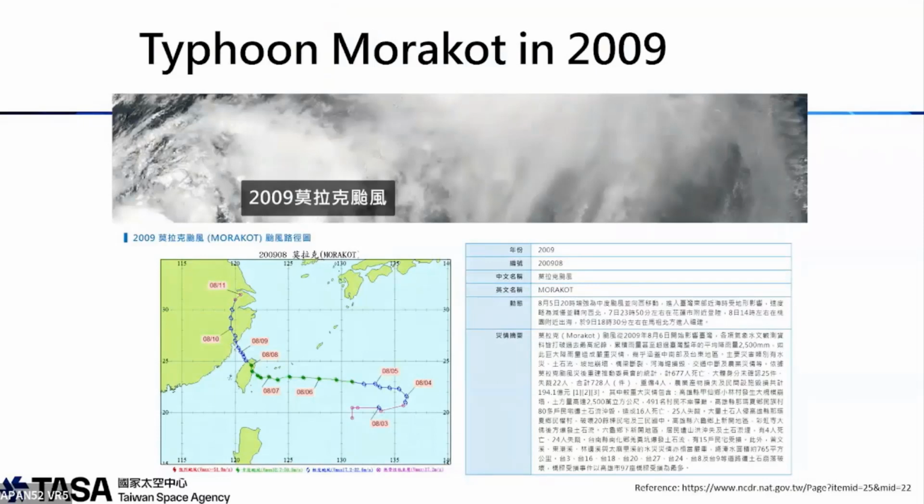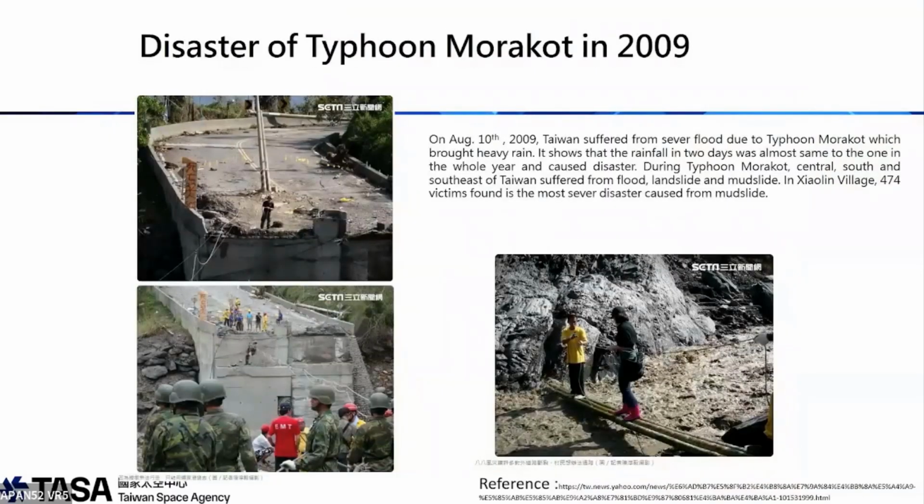In this practice, we will use an example about Typhoon Morakot. It hit Taiwan in 2009. Actually, it made a severe disaster and caused landslides, mudslides, and floods in the central, south, and southeast of Taiwan. After this disaster, the land coverage in Taiwan changed a lot. So we'll use this example to do the landslide detection in our program.